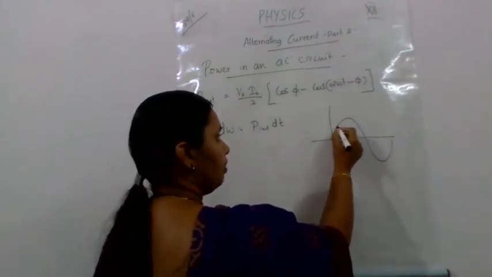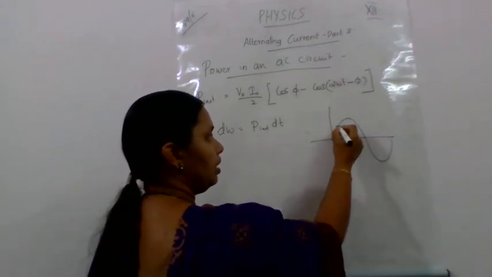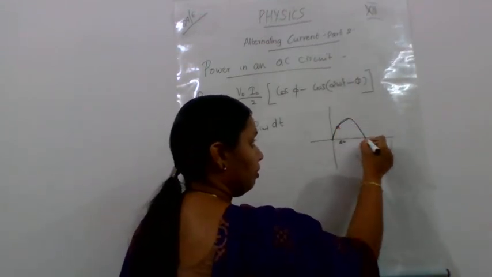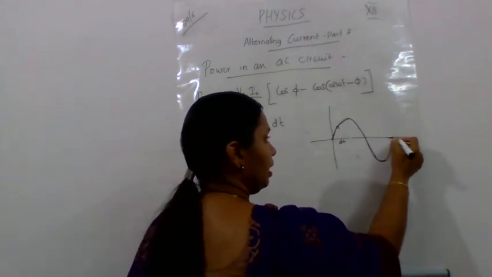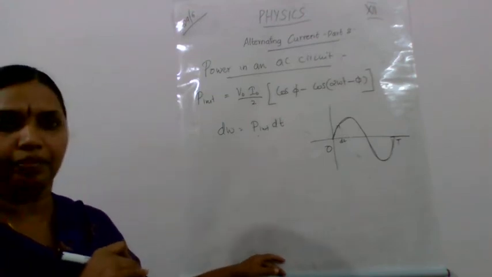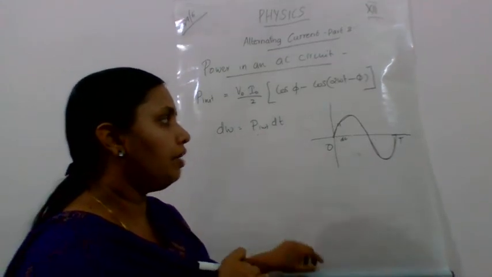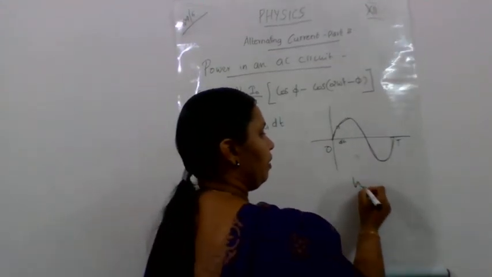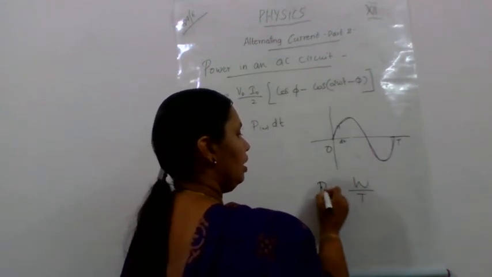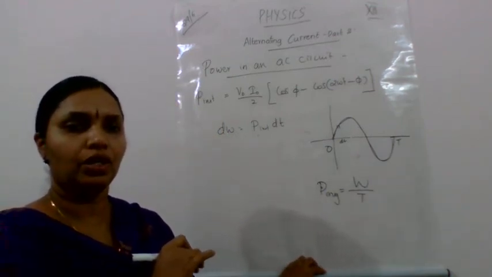So at this small interval of time dt, we know what the power is. So what will be the work done? If we know this work done, we can find out the total work done by this alternating current over the full cycle, that is within the time 0 to T. Using that, we can find the total work done, and once we know the total work done, we can find the average power, that is equal to total work done divided by total time taken.